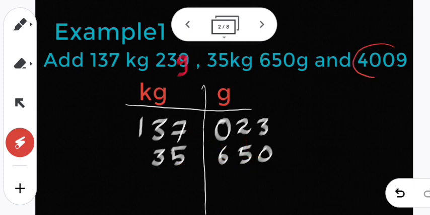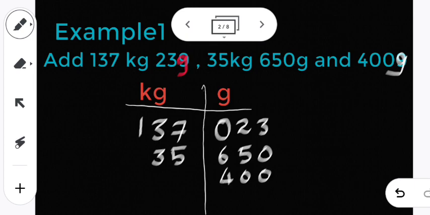Next one we have 400 gram. So here 400 is a gram, there is no kilogram. Okay, this is a gram. So 400 gram, there is no kilogram. So this 400 you have to write on the gram side, not in kilogram. So 400 I have written on the gram side, there is no kilogram. So on the kilogram side you can put 0. Okay, so now let's add.